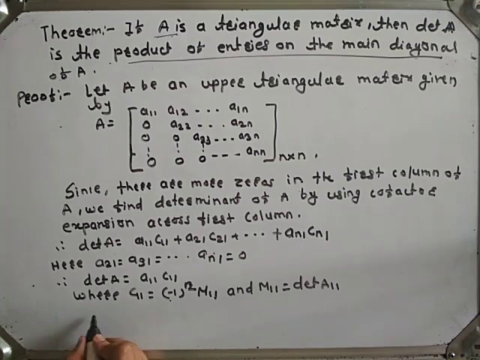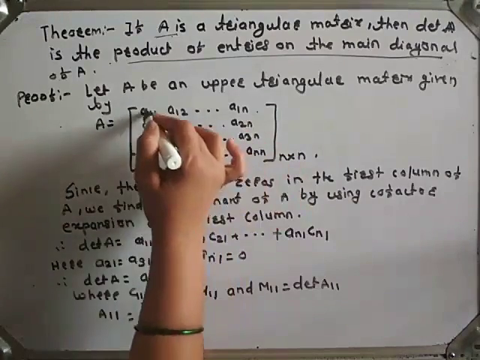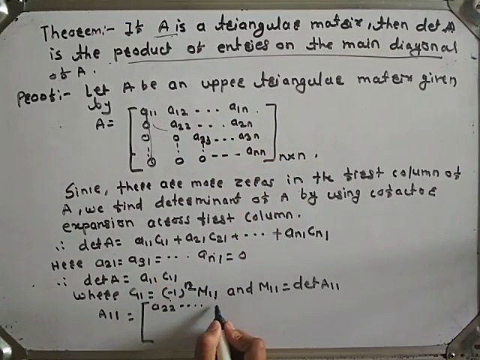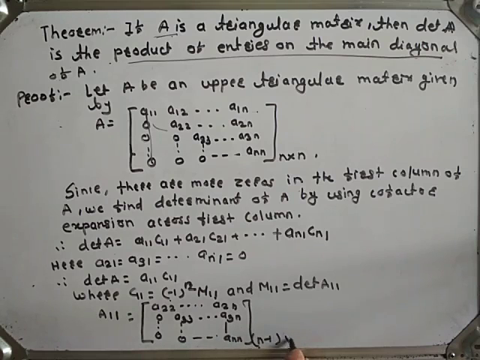Where A11 is the matrix obtained by deleting the first row and first column. So A22 and so on up to A2n, 0 and so on up to 0, here A33 and so on up to A3n, up to 0, up to Ann. This is a matrix of order n minus 1 into n minus 1.